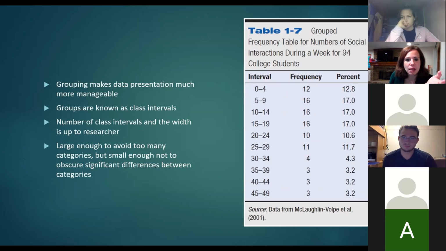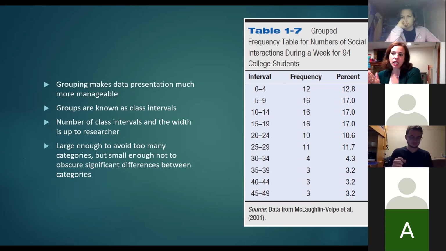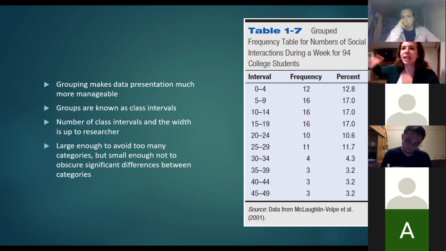So again, it's the same data, but now I've clumped it. I've said 0 to 4 interactions in a week, there's actually 12, you know, the frequency is 12 versus 5 to 9. Now, something to be very mindful of when you're doing a table like this is that you need to pick an even number for your grouping. So you can't do 0 to 10, 10 to 12, 13 to 15, 15 to 60, right? Those are unequal groups. That's not going to be as meaningful.